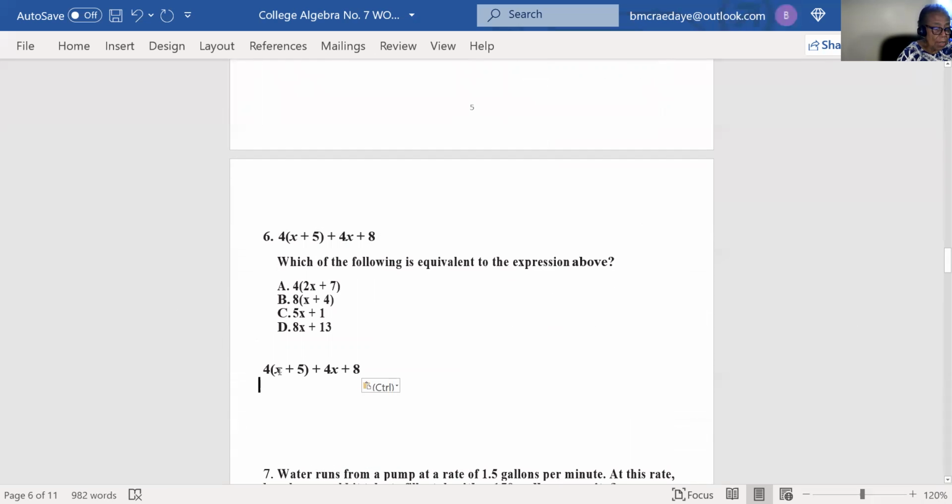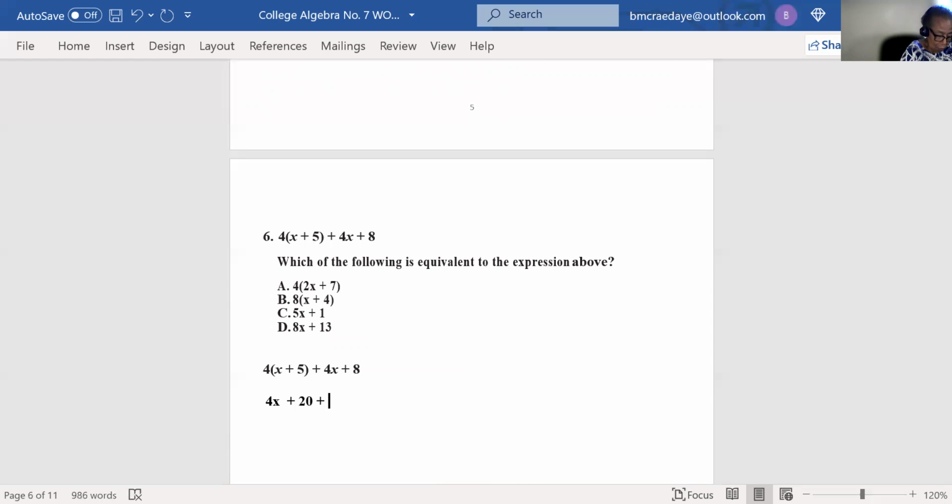Now 4 times x plus 5. 4 times x is 4x, because that 4 is multiplied by everything within the parenthesis. So 4 times x is 4x, 4 times 5 is 20. So that would be plus 20. And this is plus 4x plus 8.